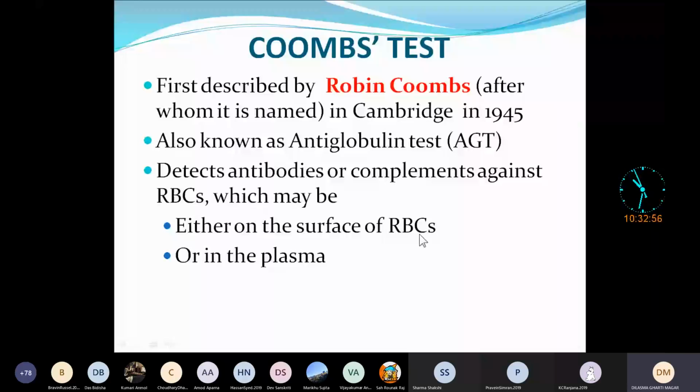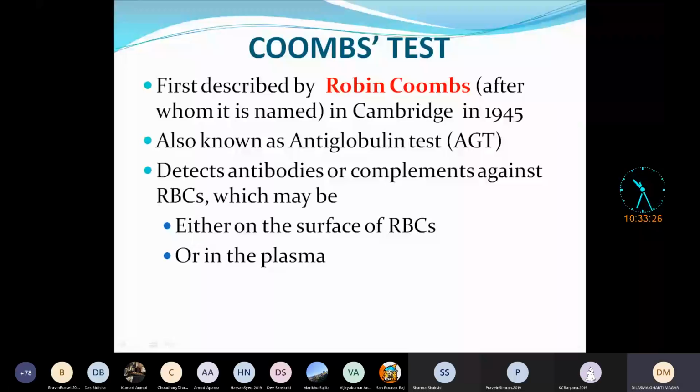So in case of the newborn baby, where were these immunoglobulin G antibodies attached? RBC. Good. Okay, on the surface of the RBC, isn't it? So it detects the antibodies or the complements against the RBCs, which may be attached on the surface of the RBC, or it may be in the plasma.